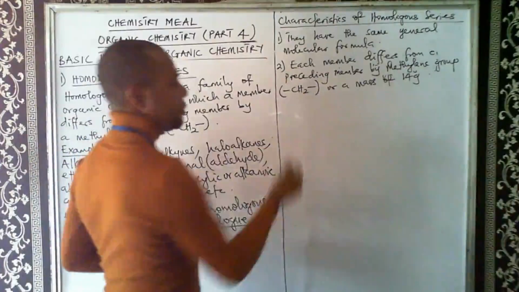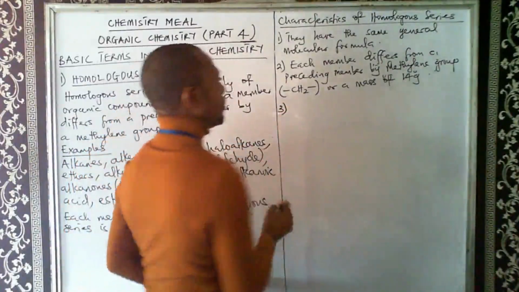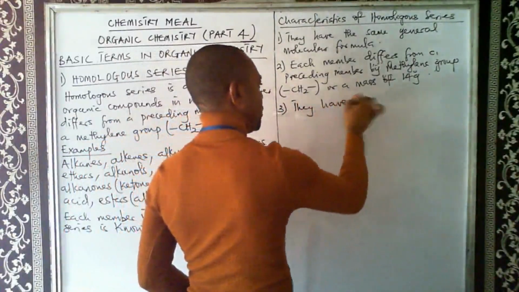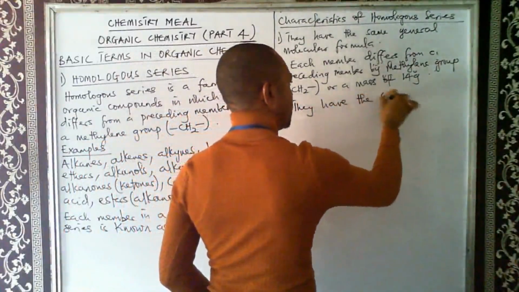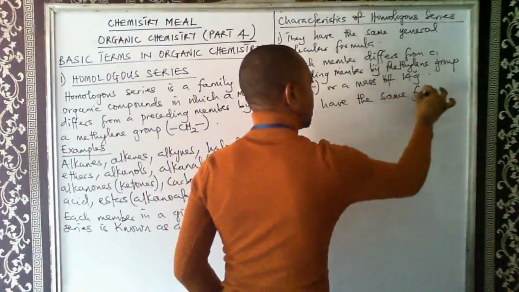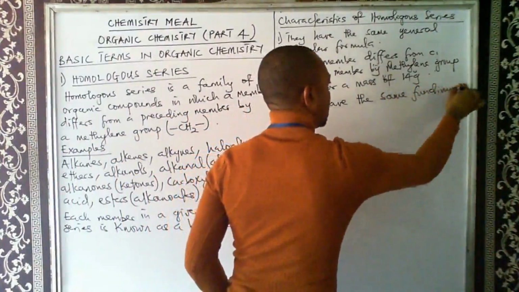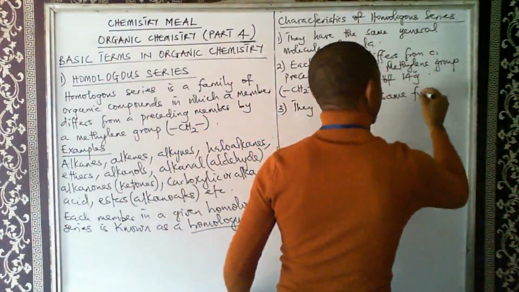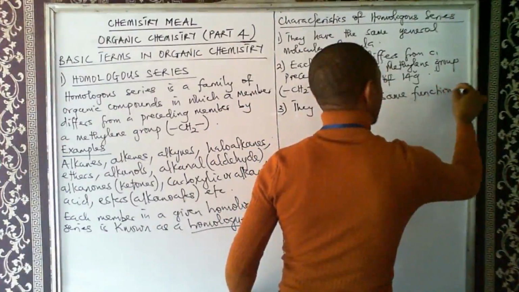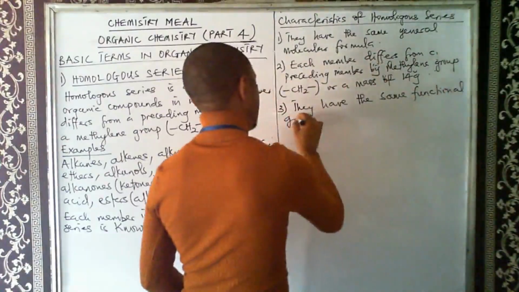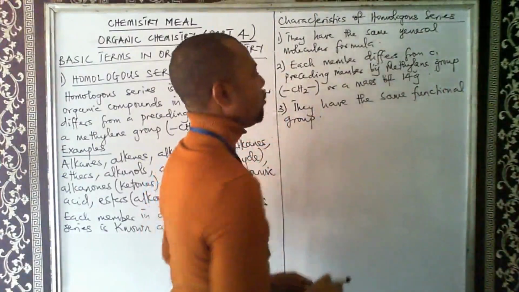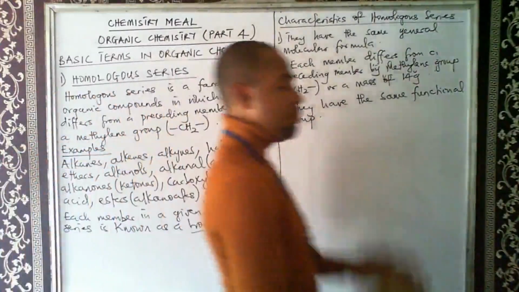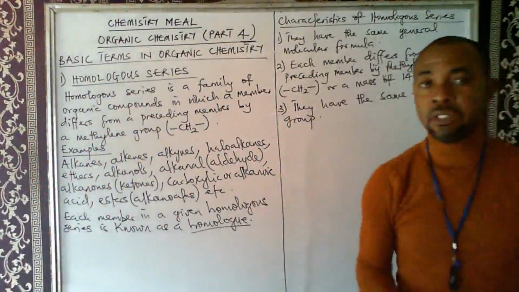Number 3, they have the same functional group. So in homologous series, all the members in that series must have the same functional group.